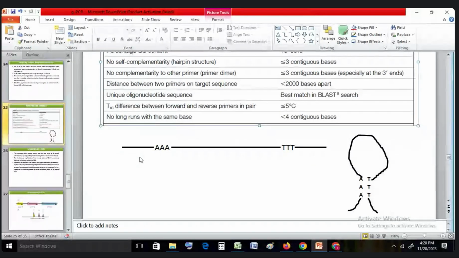Similarly, there should be no complementarity to the other primer. Like if you have one primer and another primer, forward and reverse, and they have high complementarity, then they can anneal with each other. And as both primers annihilate each other, they are not useful for amplification. That's why you also have to keep in mind that for these two, the upstream and downstream, there should be no complementary sequence between the two primers. Any question here?